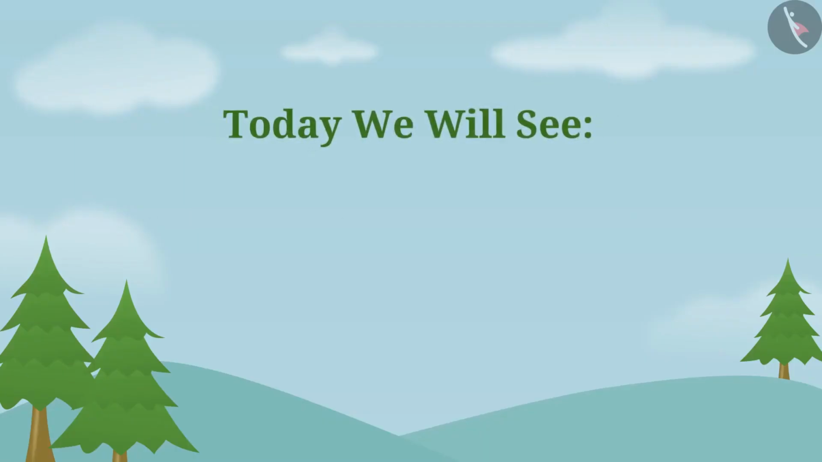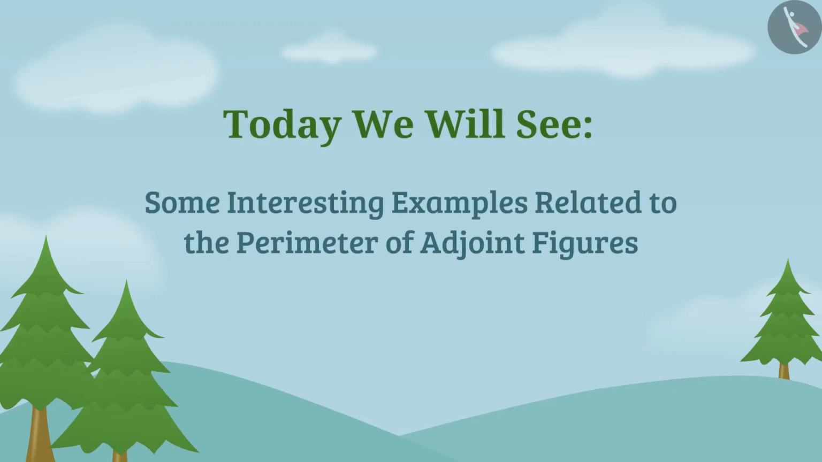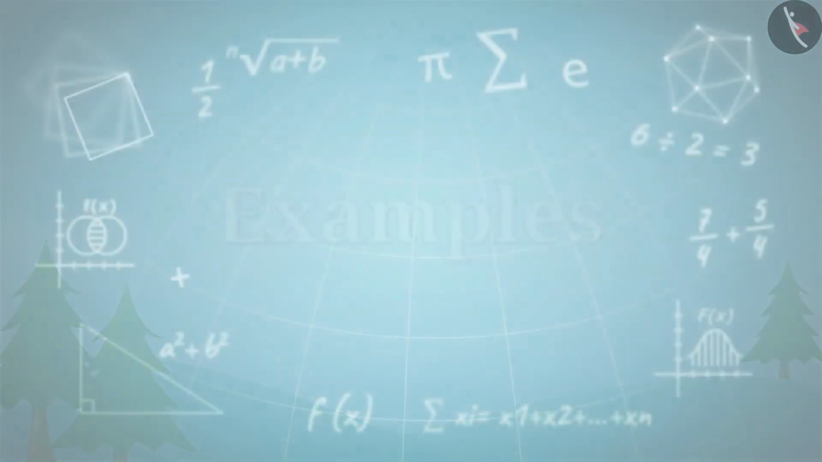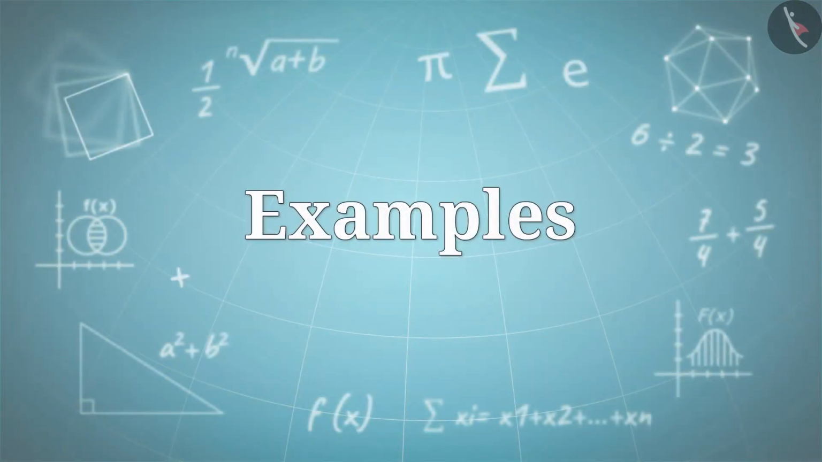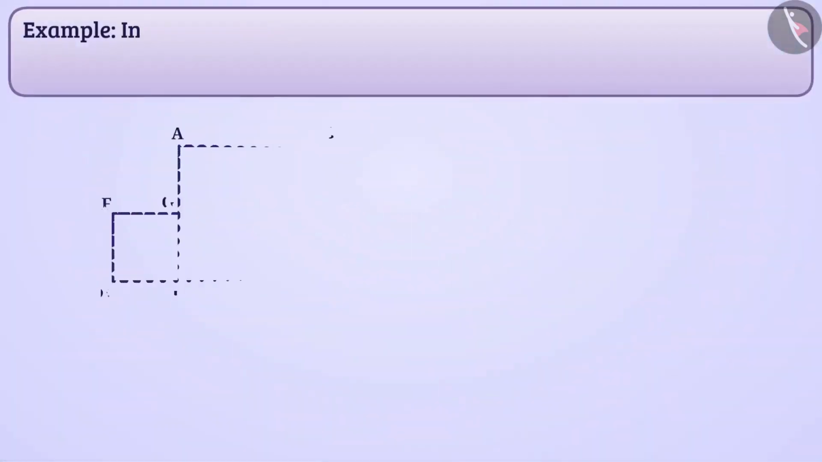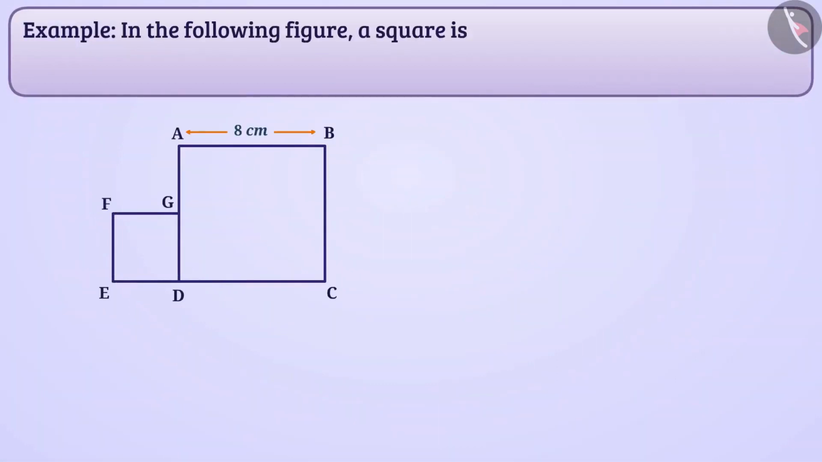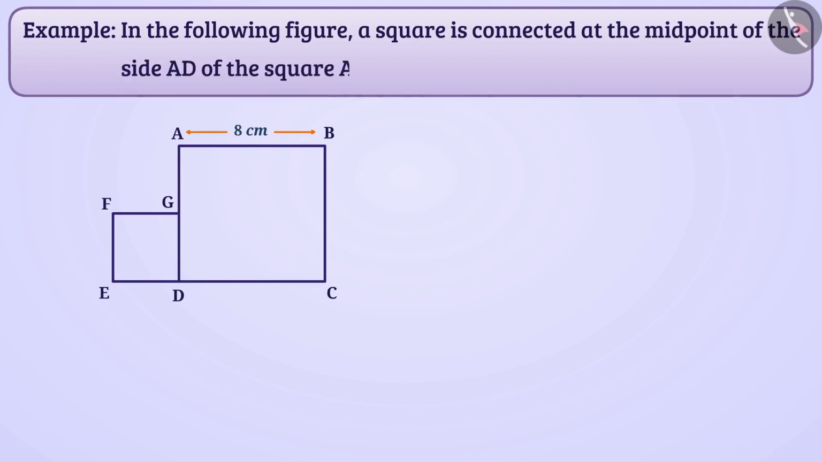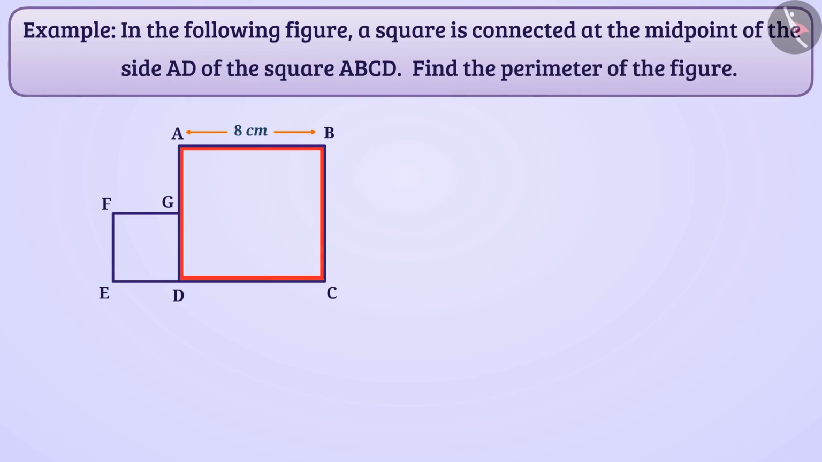Today we will see some interesting examples related to perimeter of adjoint figures. In the following figure, a square is connected at the midpoint of the side AD of the square ABCD. Find the perimeter of the figure. In the figure, it is given that the length of the side of square ABCD is 8 cm.